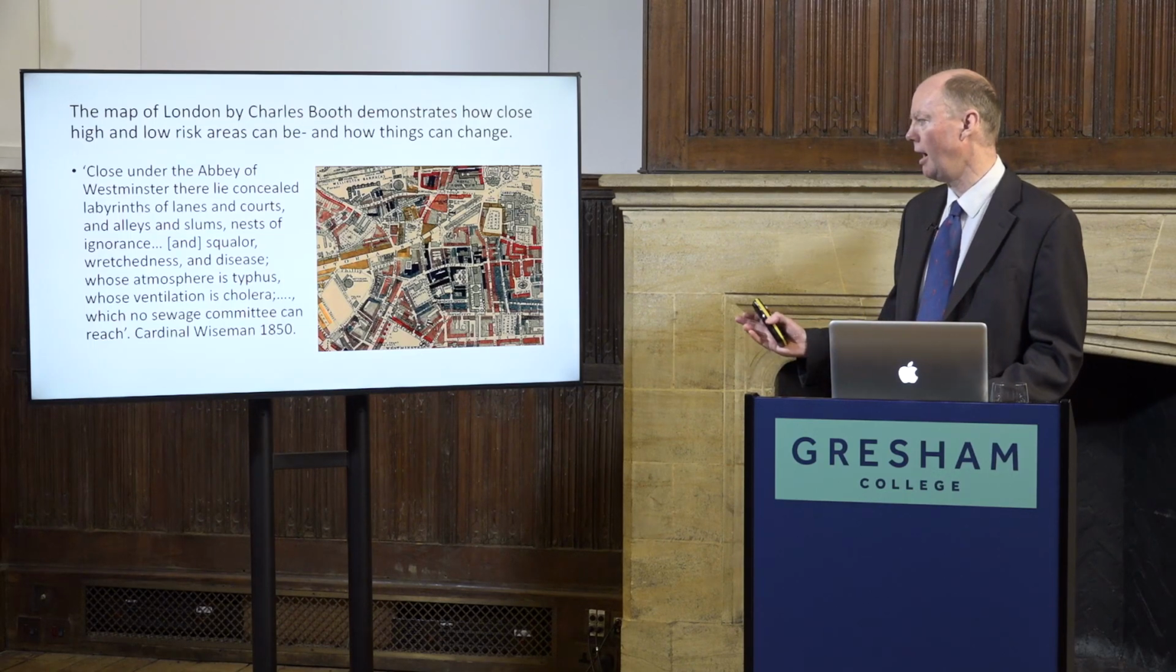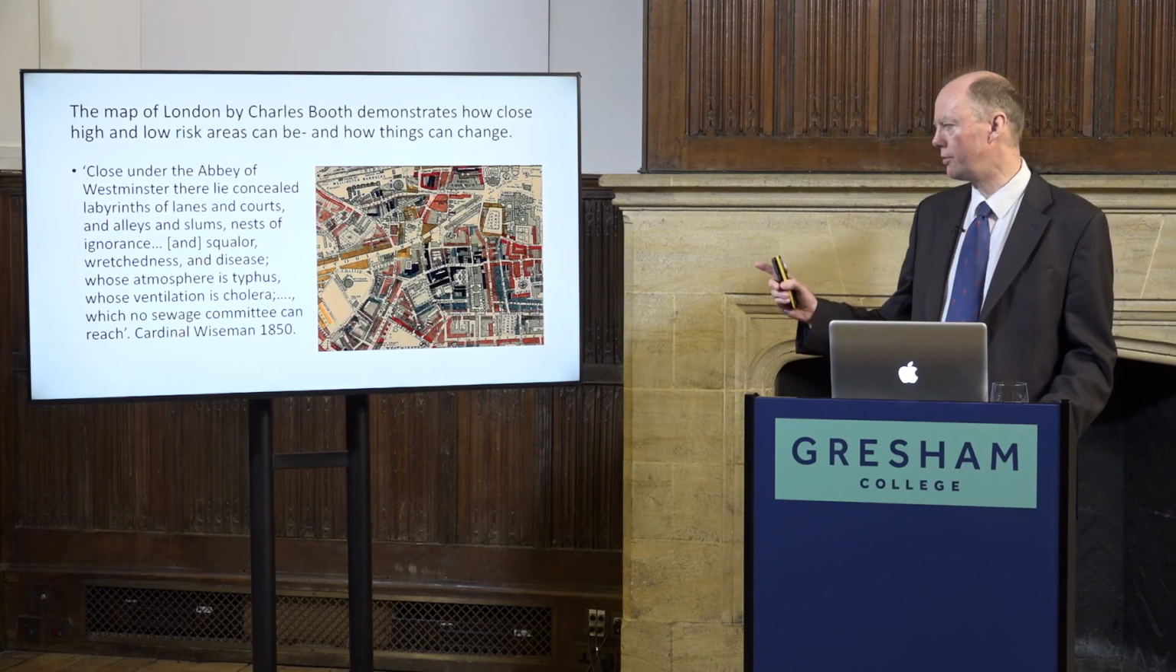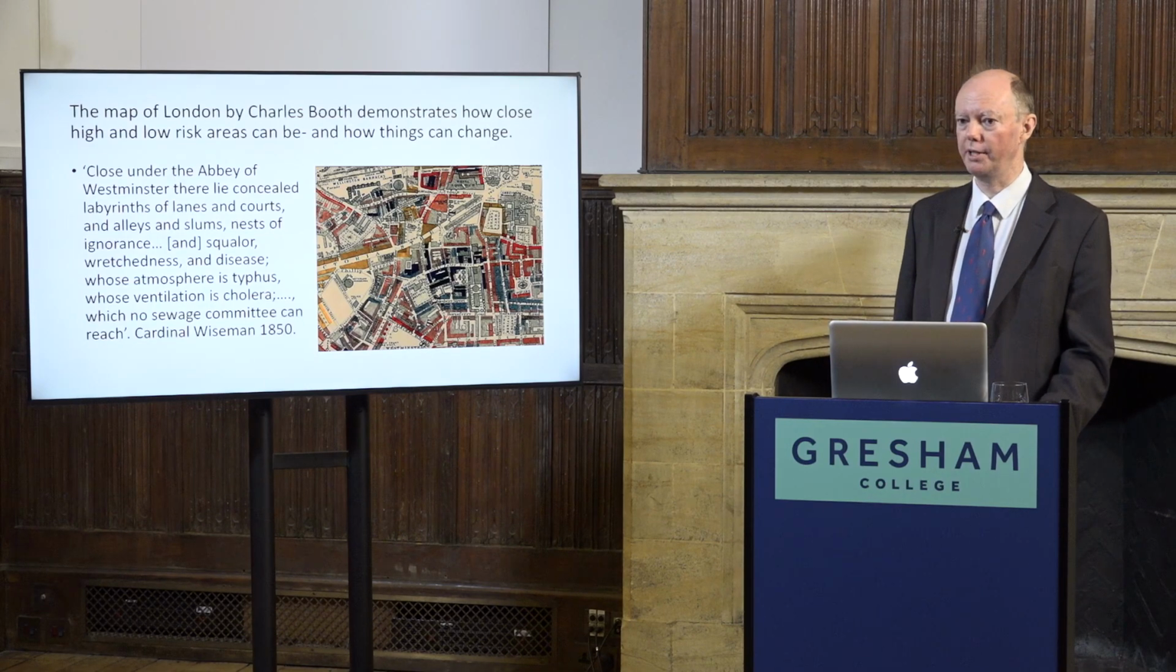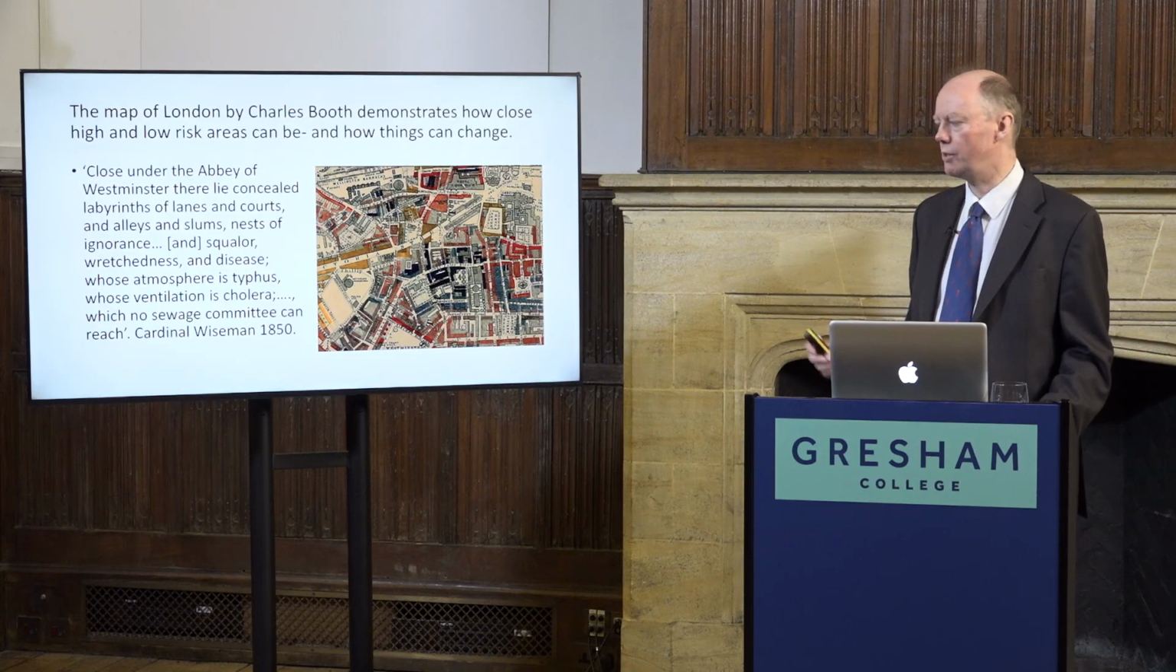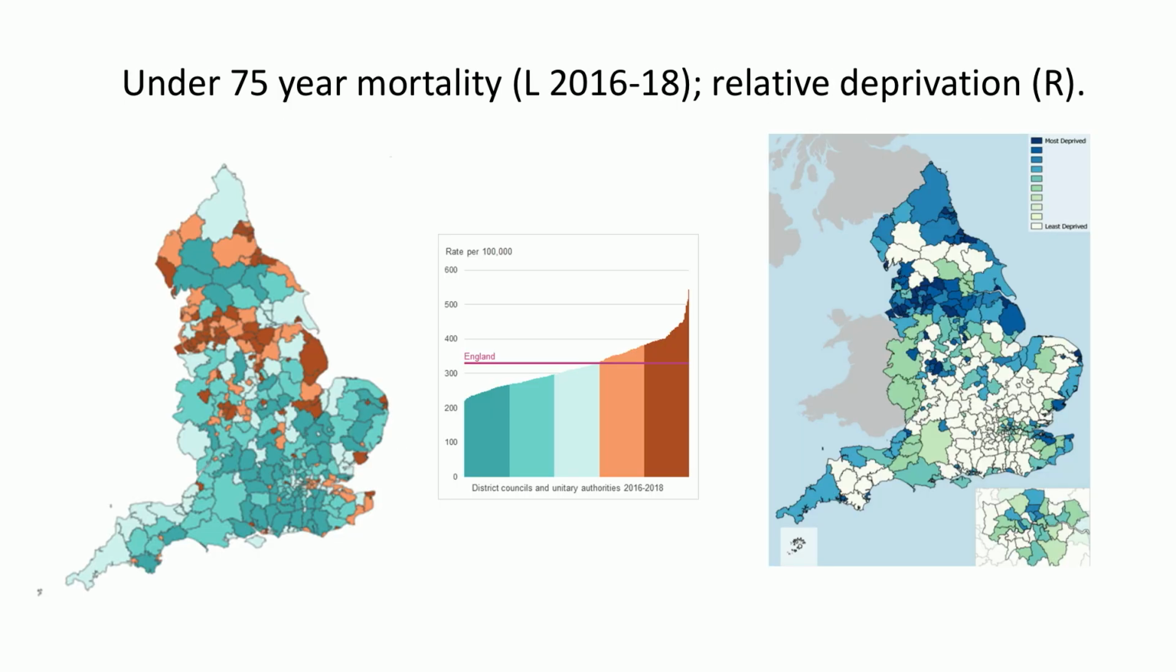Second point, that these things can be very close to one another. So in yellow here, Booth has coloured in the areas where the wealthiest people lived. Red was the middling wealthy people, and black and dark blue were the poorest, living one street away from one another with very different experiences of disease. But this continues. This is not a historical issue.